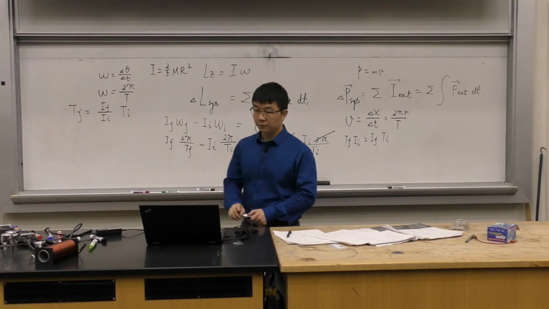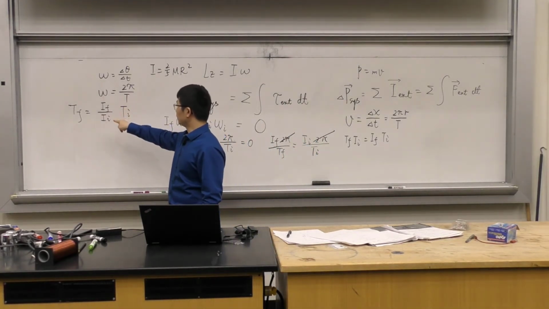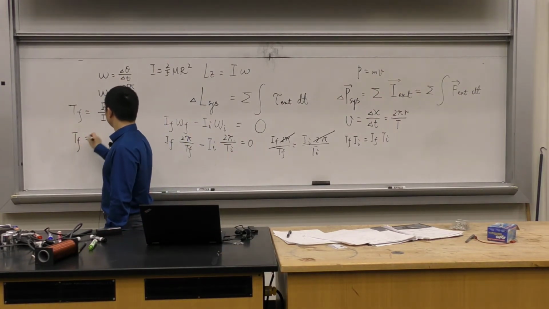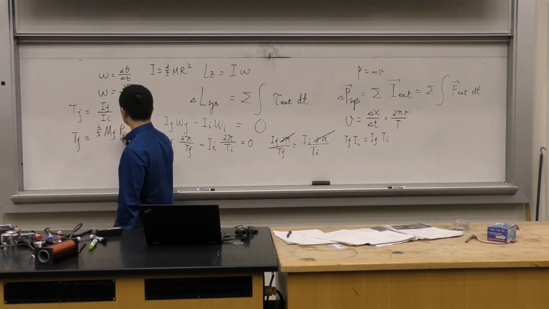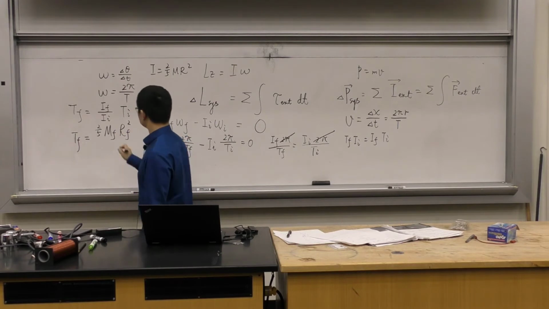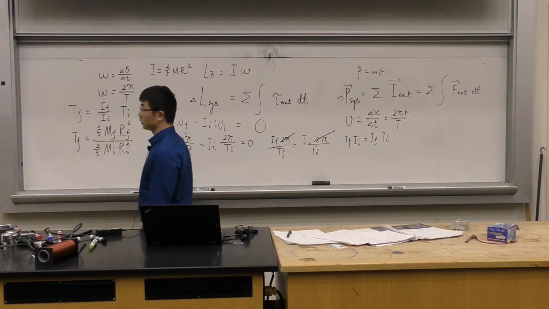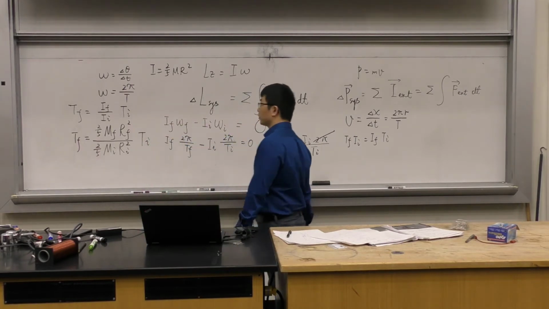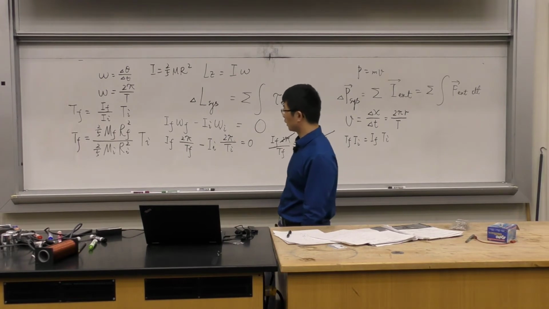So, but the mass and the radius are changing, so that's why you will have a final I and an initial I. But let's just plug them in. So it's going to be 2/5 final mass, final radius squared, divided by 2/5 initial mass, initial radius squared. Now TI, I'm going to still leave this TI here.